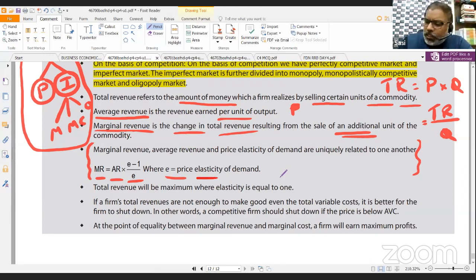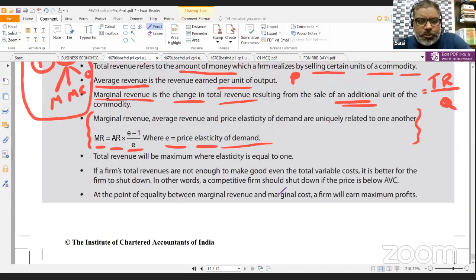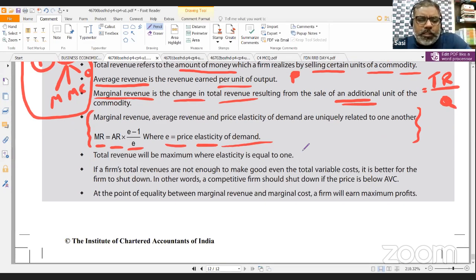And what is E here? That is price elasticity of demand, which we discussed in chapter 2. So what is the relationship between marginal revenue, average revenue, and price elasticity of demand? That is the equation we should remember. Marginal revenue is equal to average revenue multiplied with E minus 1 divided by E. For example, what if elasticity of demand is equal to 1? Then marginal revenue will be 0, because 1 minus 1 is 0. 0 divided by anything is 0. Multiply with AR, it will be 0. So marginal revenue will not be anything.